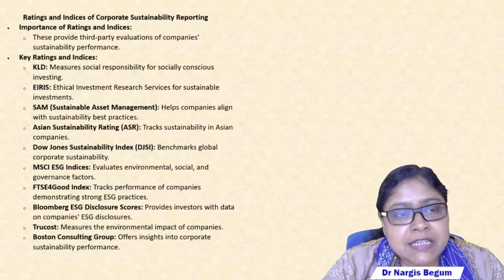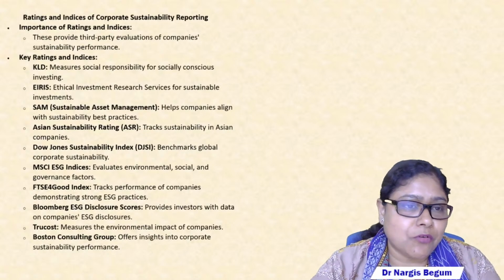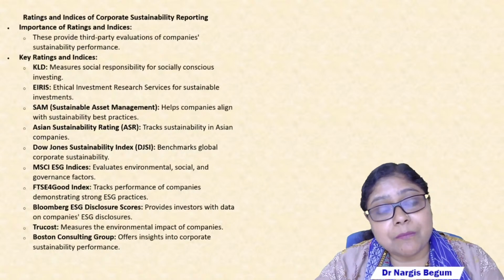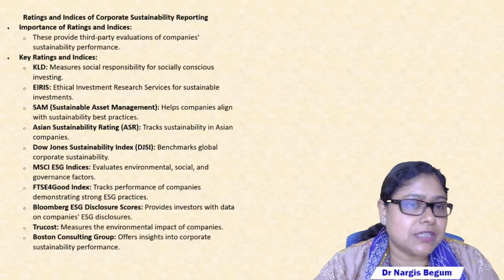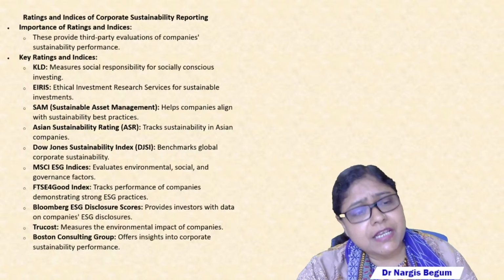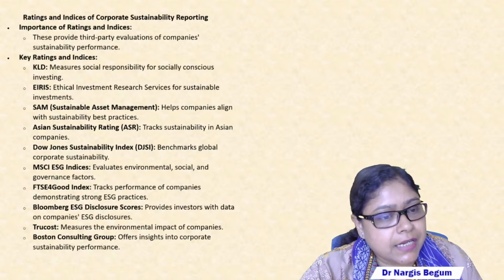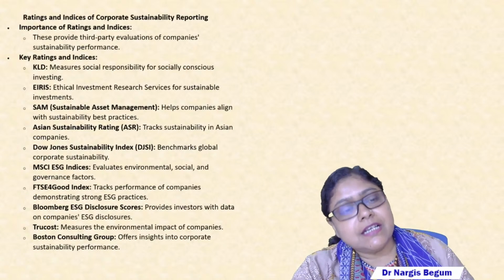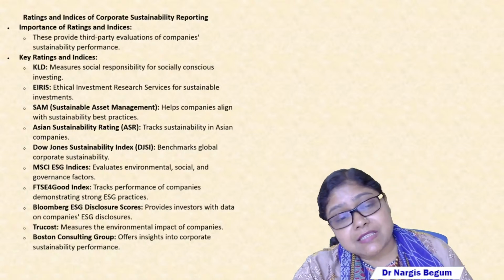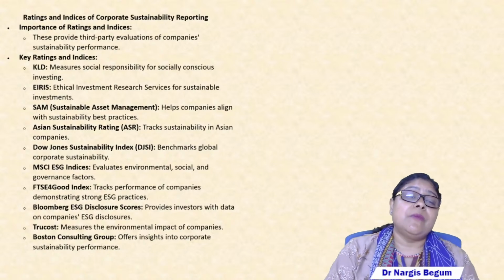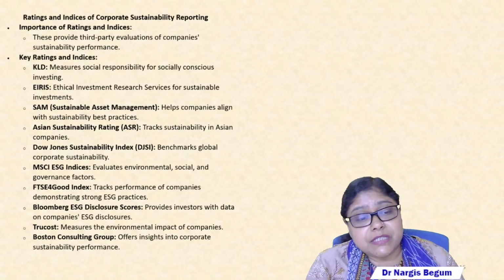There are different important ratings and indices in corporate sustainability reporting. Now, why do we need these ratings and indices? Because they provide a third party to evaluate whether the company's sustainability performance is up to the mark or not. One is KLD, which measures social responsibility for socially conscious investing. EIRIS, the Ethical Investment Research Services, for sustainable investment. SAM, Sustainable Asset Management, helps companies align with sustainability based practices. Asian Sustainability Rating, ASR, tracks sustainability in Asian companies.